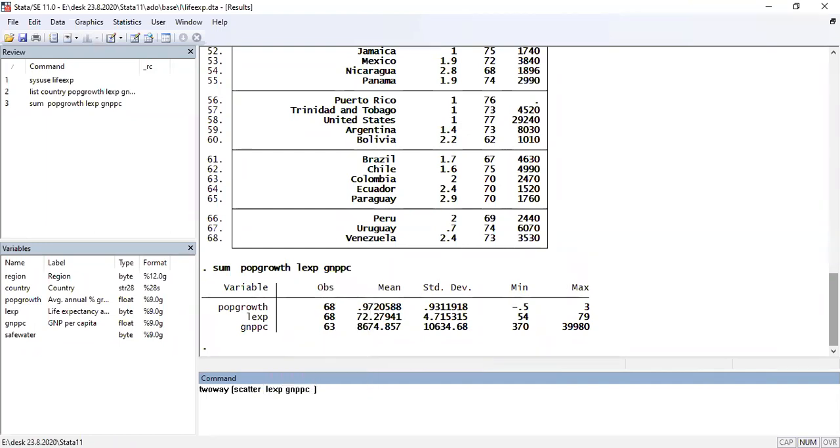So what is the command? The command is simple. It's twoway. Twoway means horizontal and vertical axis. And within parentheses, what do you write? Scatter. Remember this, scatter. Twoway, within parentheses, scatter, space, one variable, space, another variable. And then if you hit enter, you will see the scatter there, all the points.